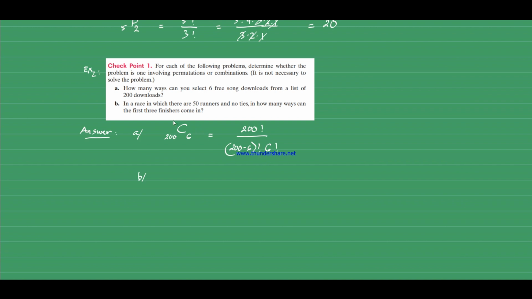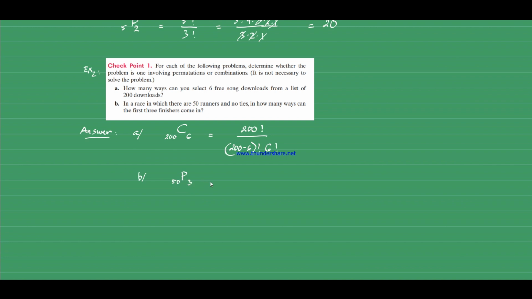In a race with 50 runners, no ties, in how many ways can the first three finishers come in? You see that when you have a race, of course, you will see which one finishes the race first, and you will have the first one finish, the second one finish, and the third one finish. So it looks like they have order there. That's why this one is a permutation, and this is what you're going to do.